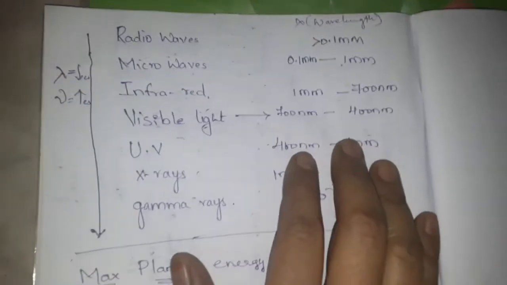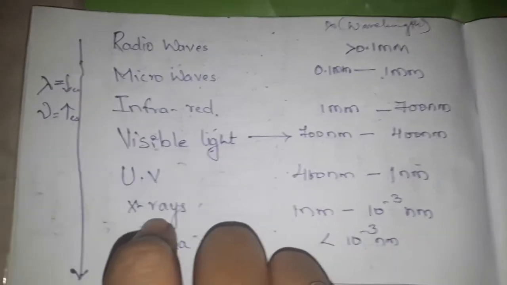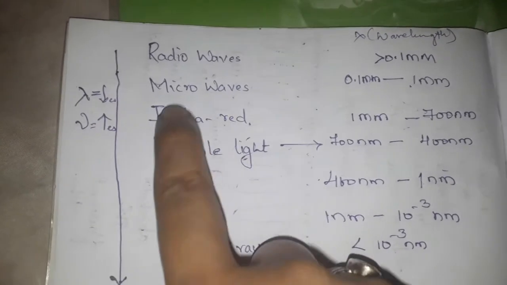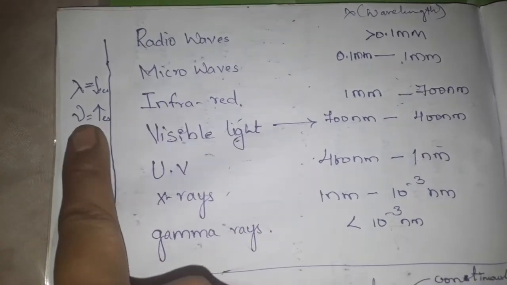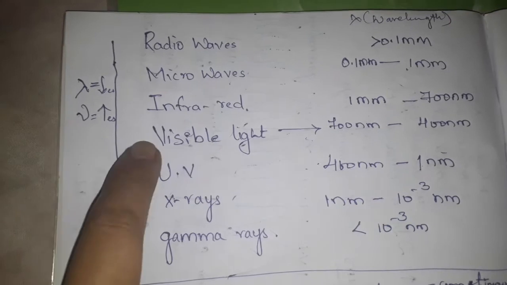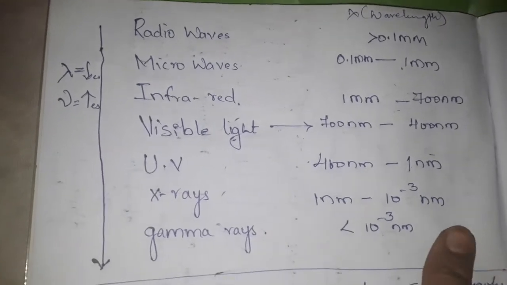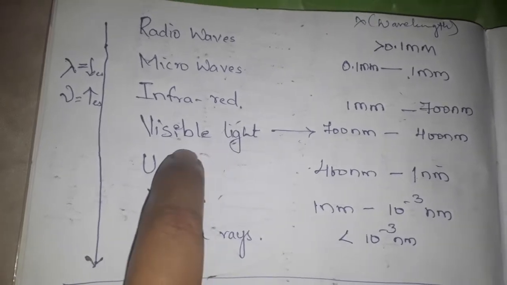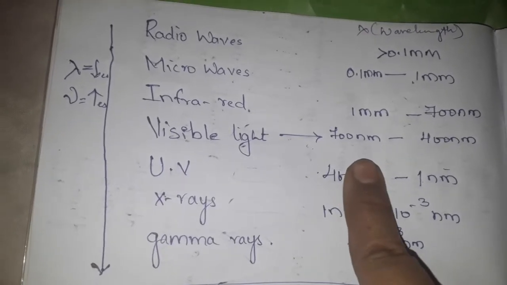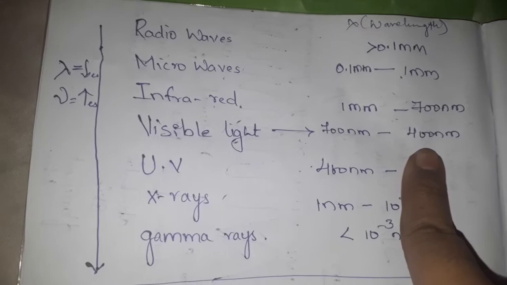Yes, you can see here that, as I've already explained, as the frequency increases, the wavelength decreases. As the wavelength decreases, the frequency increases. So now you can see that first you go with the visible light. There you write 700 nanometers to 400 nanometers.